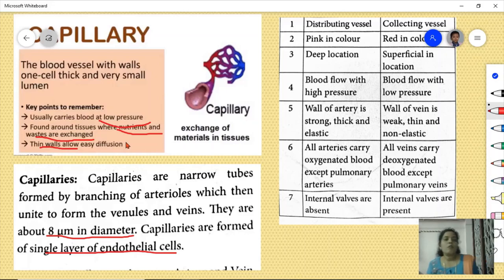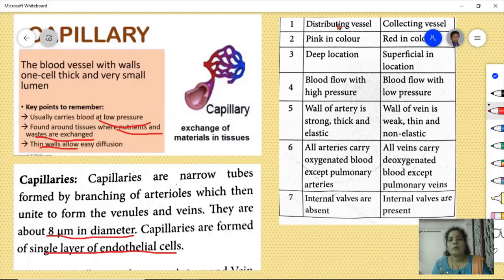So from here one 4-mark question is there: Write a short note on blood vessels. How to write it? First, what is a blood vessel, then the 3 types of blood vessels: arteries, veins and capillaries.